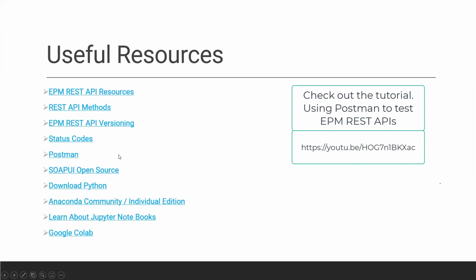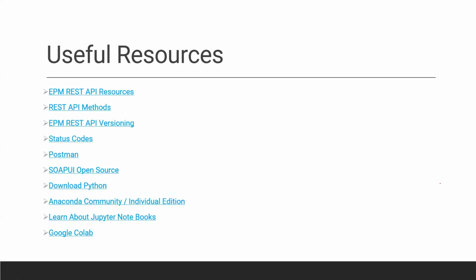Postman also has a neat functionality where you invoke a REST API and you can export the code itself. So if you're working with, let's say PowerShell or Python or JavaScript or whatever that is, you do have the option of invoking the REST API and there's an option to export that into actual programming code. So you can export it into PowerShell, you can export it into Python. So that way, you have a good starting point. You can download Python, Anaconda, learn more about Jupyter Notebooks and Google Colab.